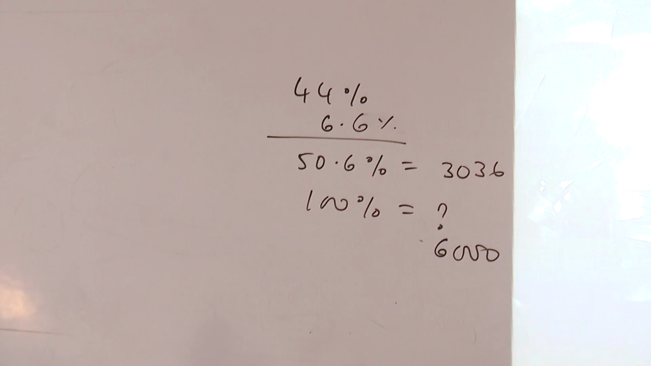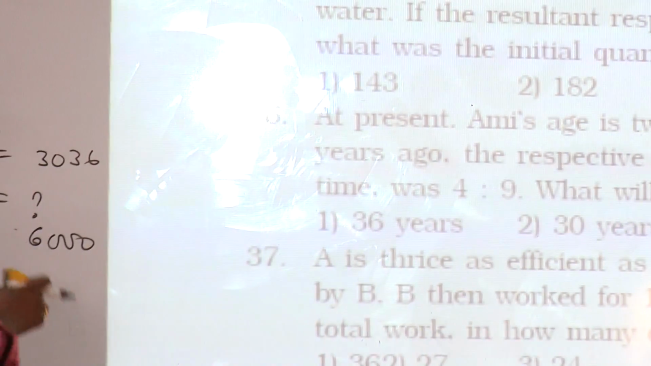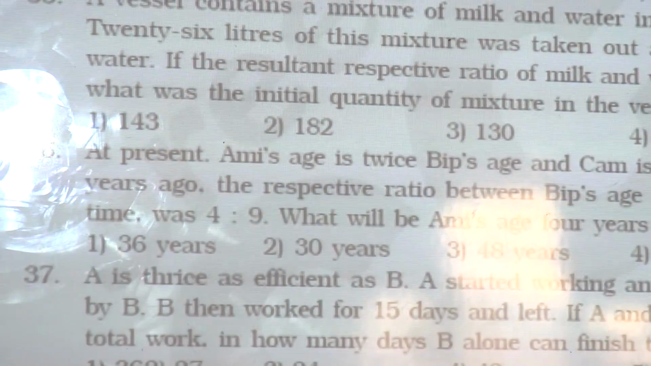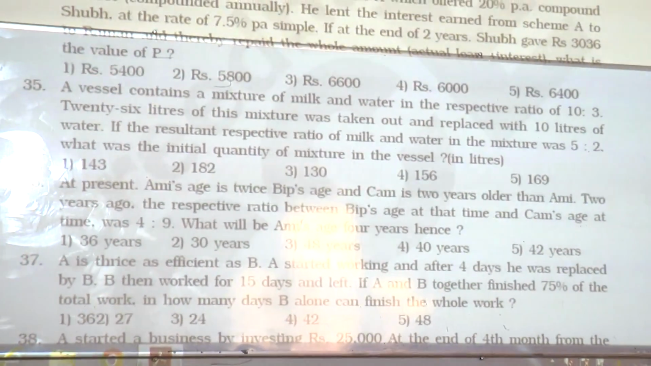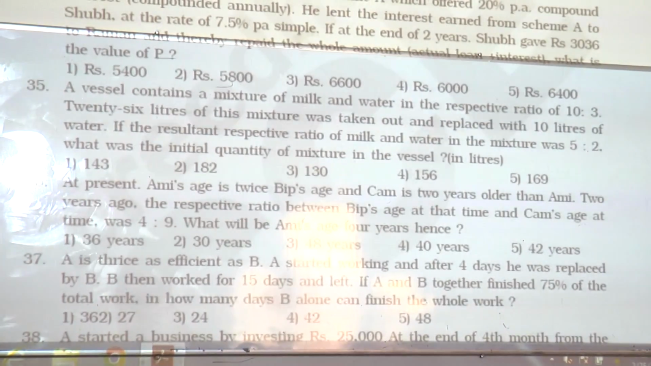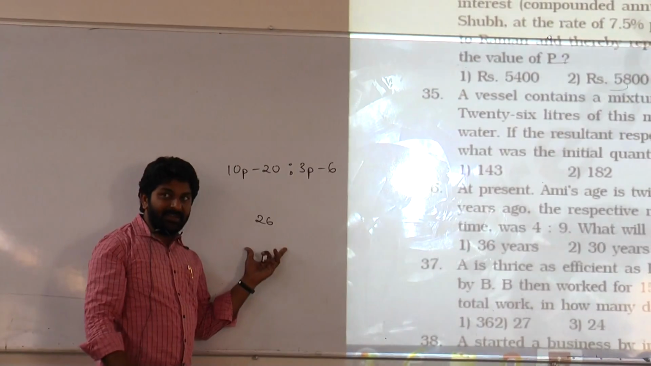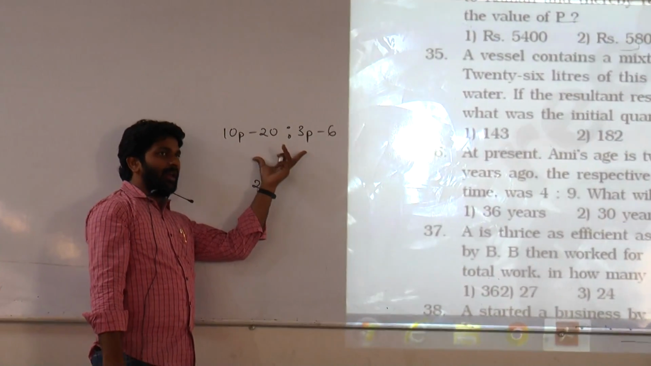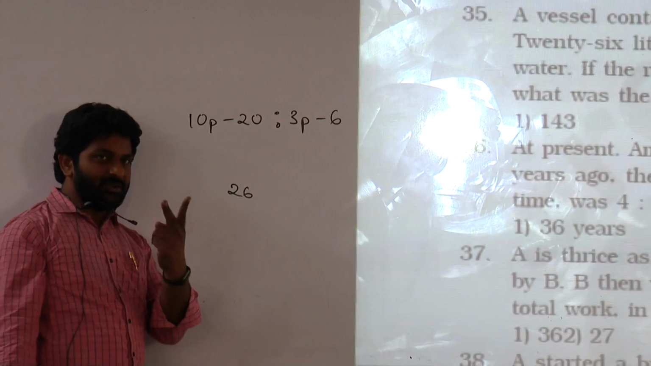Next, 35. A vessel contains a mixture of milk and water in the respective ratio 10:3. So how many parts we have? 13 parts. 26 liters of this mixture was taken out. In the sense, from 10 parts you have to subtract 20 liters, and from 3 parts you have to subtract 6 liters, because the quantity that you are going to take, 26 liters, also must be in the same ratio, 10:3. As you have 13 parts equal to 26 liters, each part carries 2 liters.